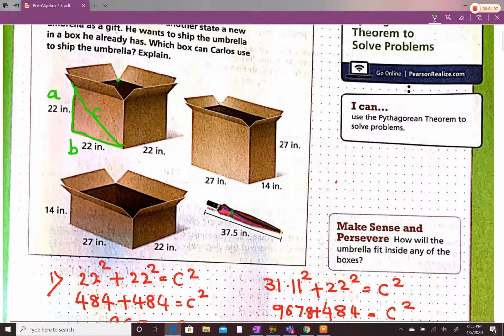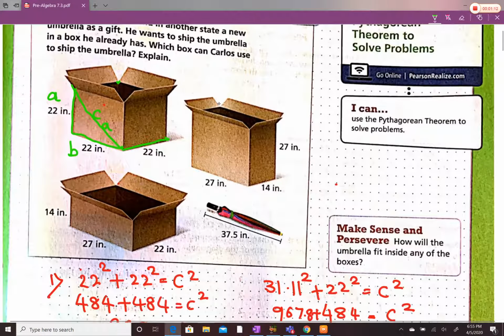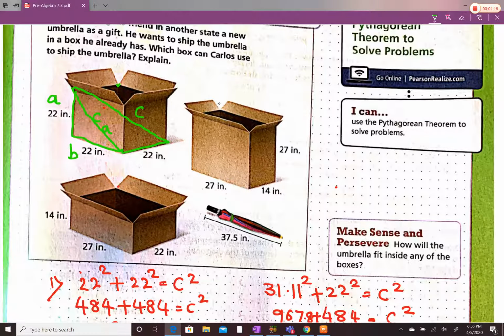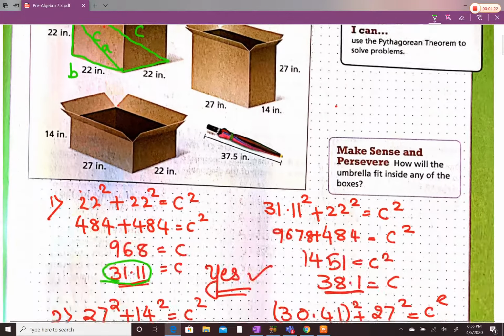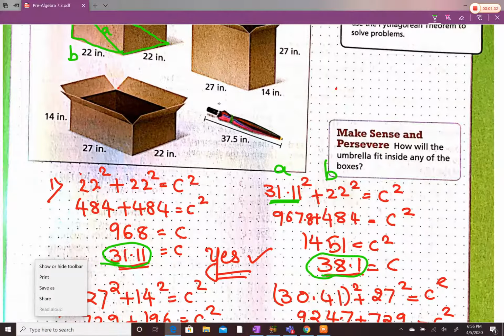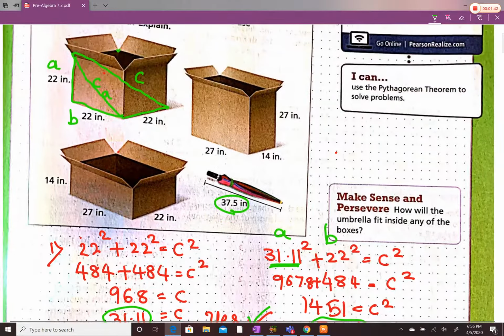Now this C will become our A, this is our B, and you can see from one end to the other end we are going, and to find this as a C. So 31.11, which was our previous C, will become our A, this will become B, and we find the C, it says 38.1. Now look, the umbrella is 37.5 and this is 38.1. Will it fit? Absolutely yes. So you can say that the umbrella will fit in box number 1.